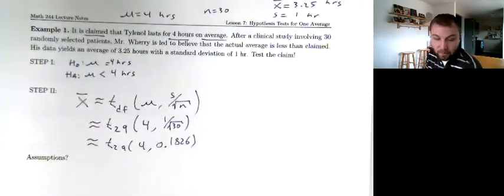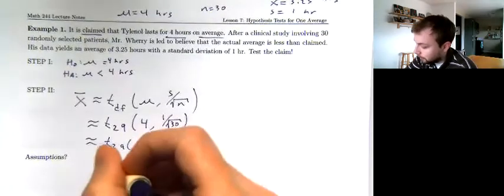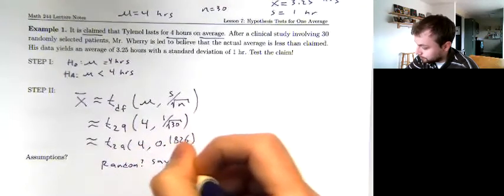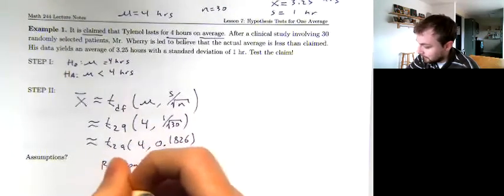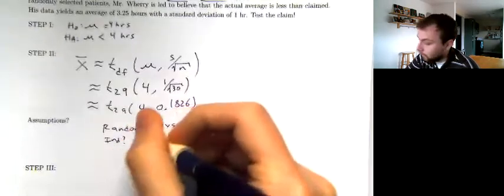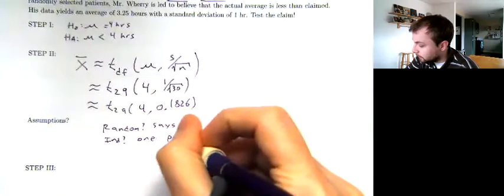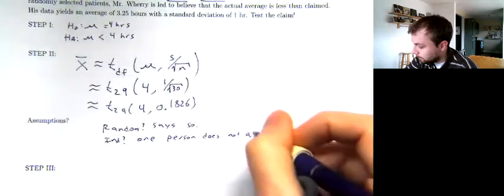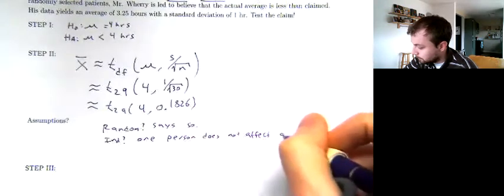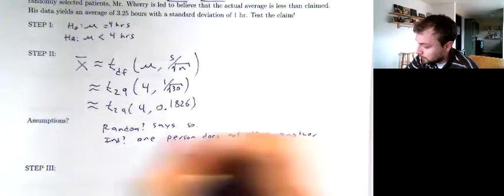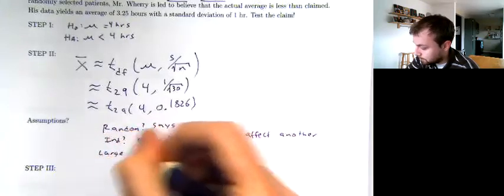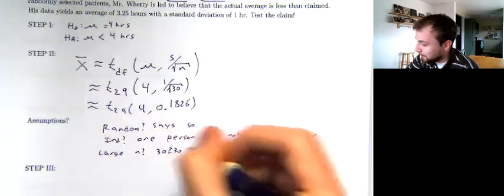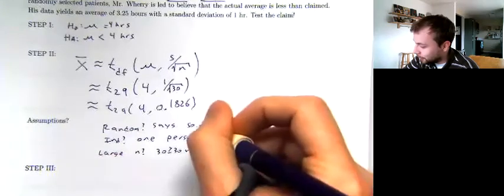Assumptions. Well, we talked about these already, but I'm just going to highlight them again. Random. It says so. Independence. One person does not affect another. Large N. I have 30 samples, which is greater than or equal to 30. So I'm okay, but just so.